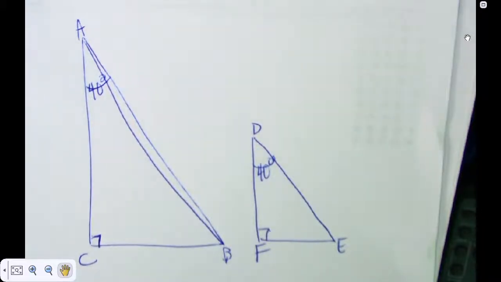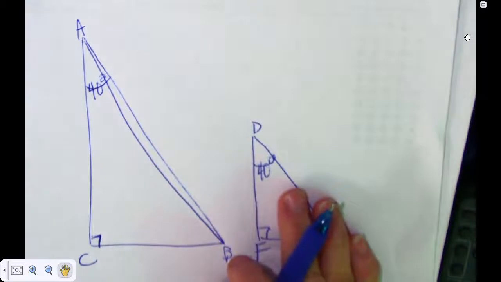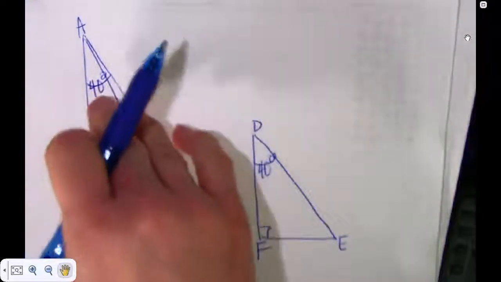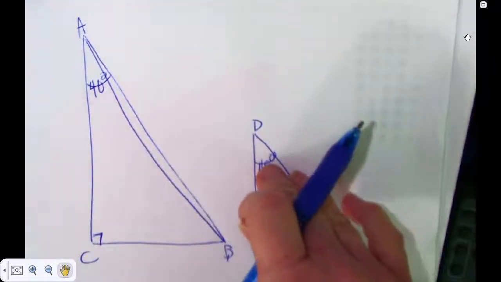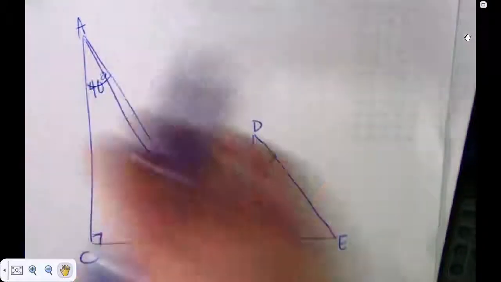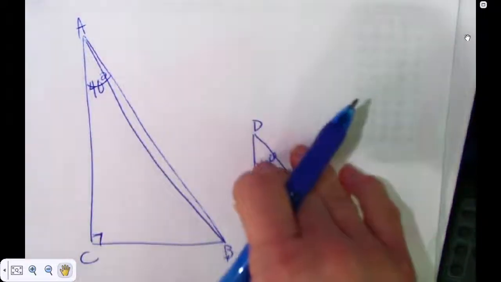Because, listen, the angles give the triangle or the figure its shape. The shape didn't change. The shape didn't change. So the angles didn't change, because the shape stayed the same. Okay? So if that's 40, that's 40.